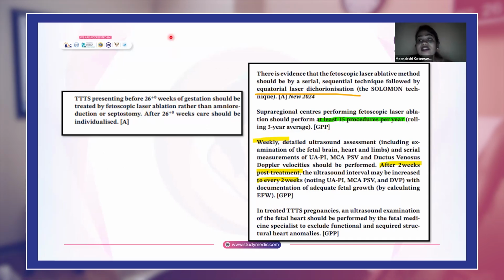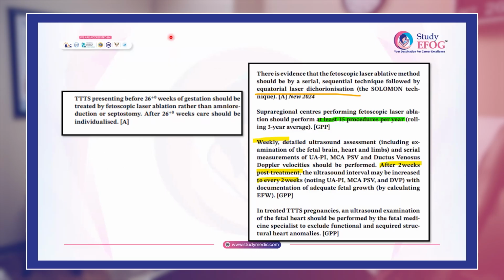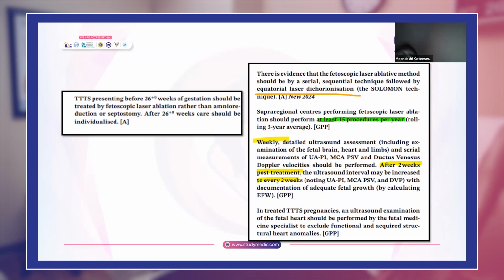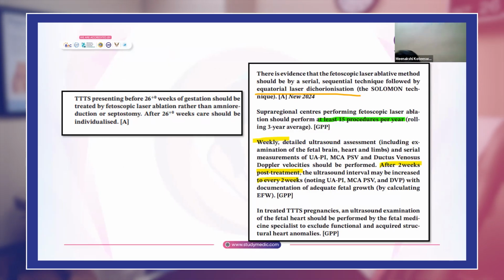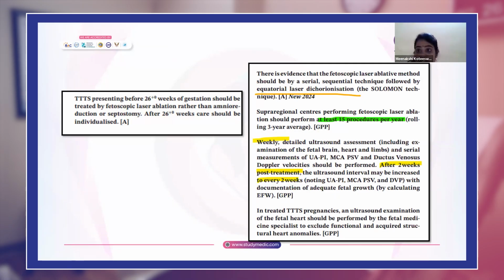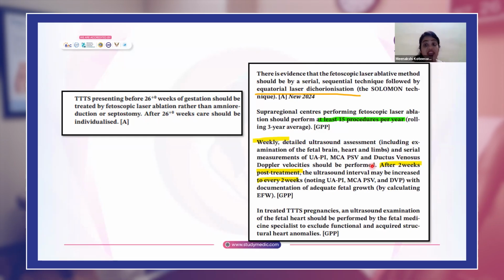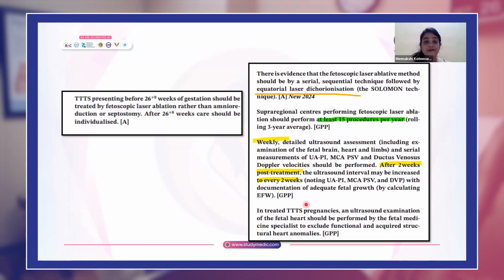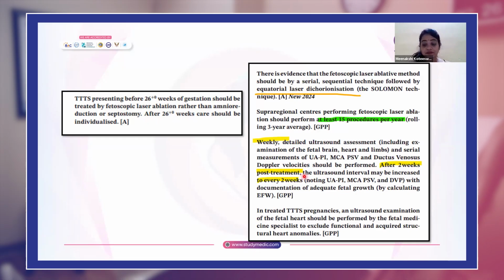And then there is some kind of literature for the TTTS management, where you will be talking about how frequently you will have to be monitoring the scans once the TTTS has been diagnosed. So there is evidence that once TTTS has been diagnosed, weekly ultrasound needs to be done and serial assessment should be performed. For the first 2 weeks, you do it weekly. And then after 2 weeks, you have to increase the interval to every 2 weeks. Next.